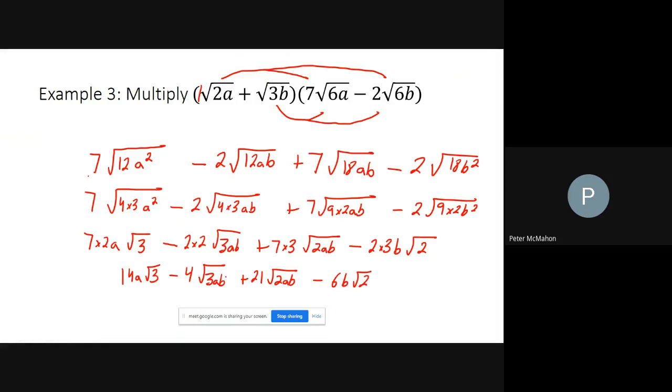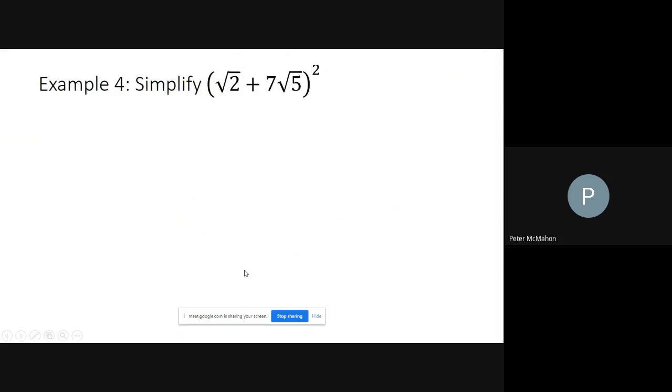Okay, these are close to being like terms, but the fact that this is a 3ab and this is a 2ab means we can't add them together because they're not like radicals. Nothing similar over here. So this will be my final complete answer for this. Okay. So just this question over here.